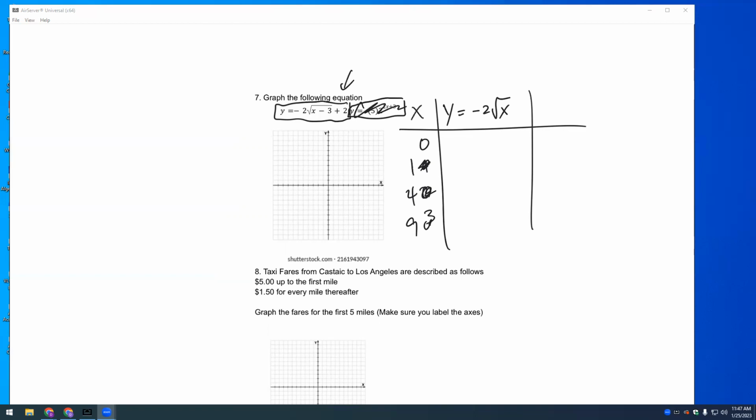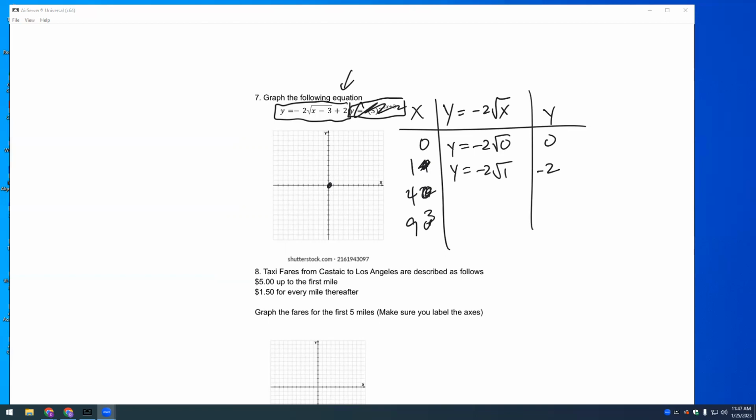Okay, so these are all the x values. So y is equal to -2 times the square root of 0. That's 0. Y is equal to -2 times radical 1. Radical 1 is 1, times -2 is -2.